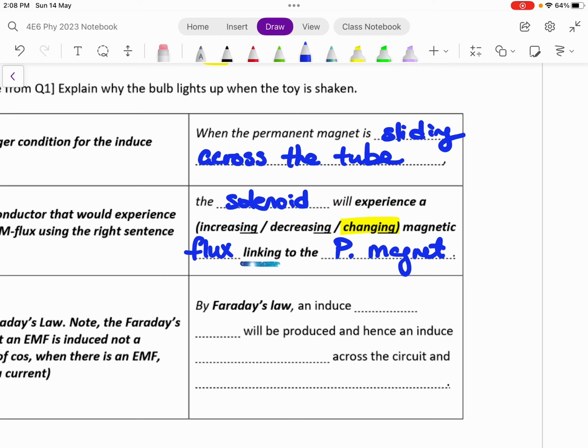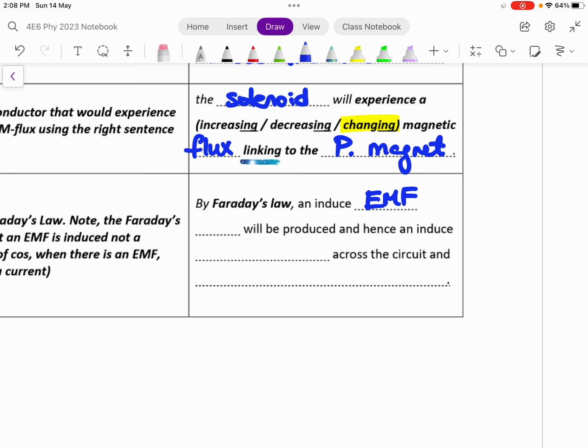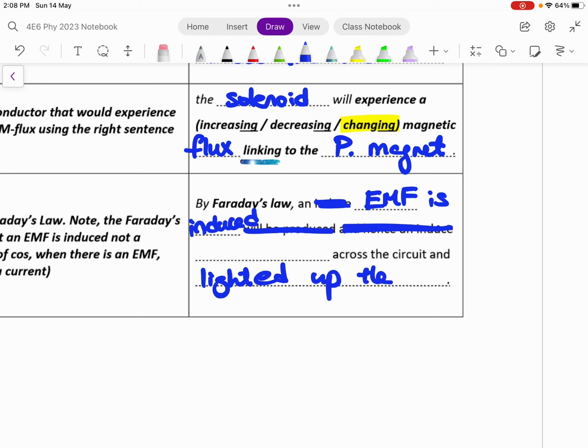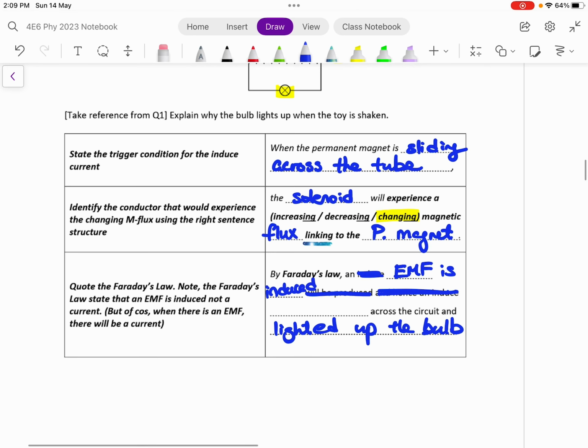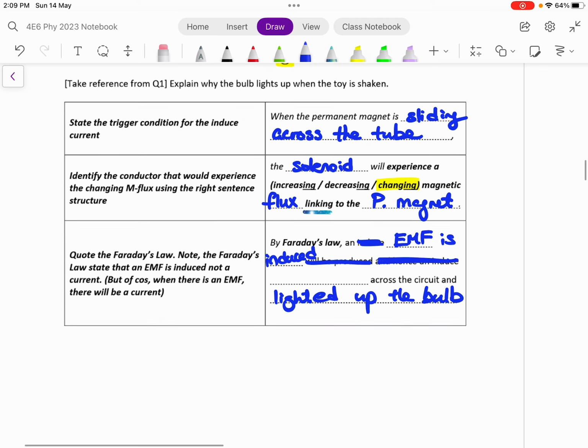And by Faraday's law, remember it is induced EMF, right? You can say an EMF is induced across the circuit and light up the bulb, right? So I hope you have paused the video and you are able to fill in the blanks.